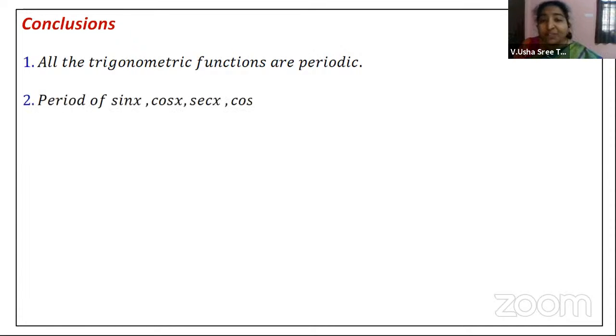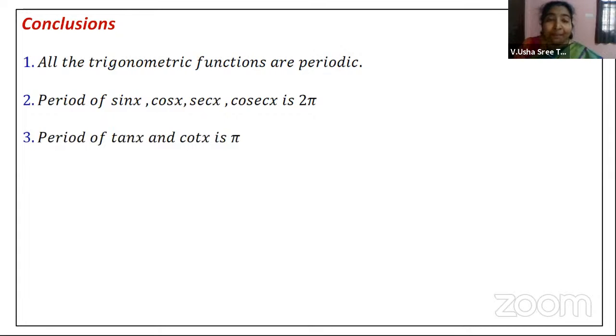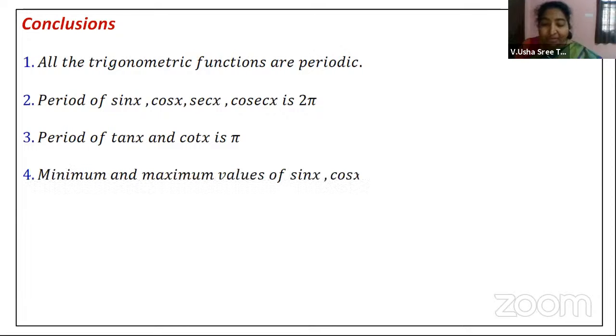Okay. Now the next point is the period of the functions we have discussed. Sine and cos, the period is 2 pi. Secant and cosecant is also 2 pi. But for tan, what is the period? The period is pi. Then the maximum and minimum values of the sine and cos functions, what we have observed, it is 1 and minus 1, isn't it? The maximum and minimum values are 1 and minus 1.